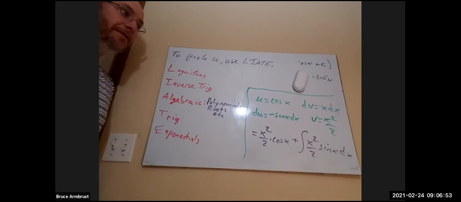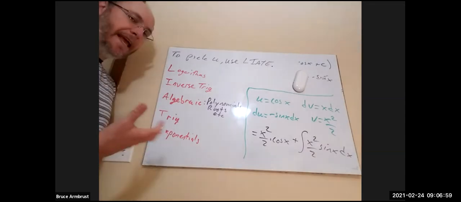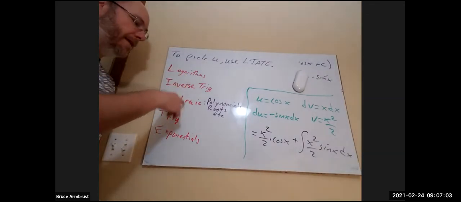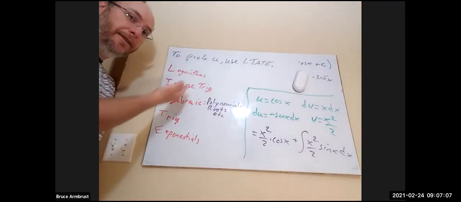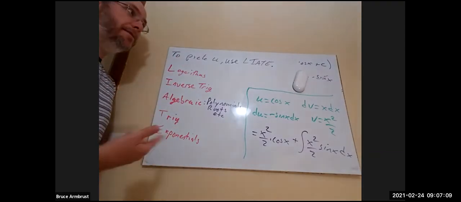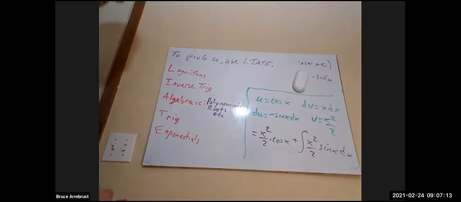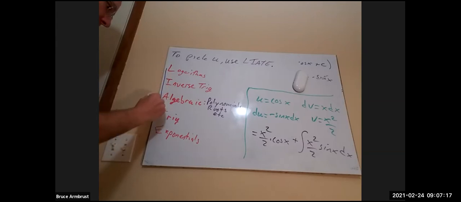So basically, if you are given an integral, look at the parts. Look at what the natural parts are to break it apart, and rank them on this list. And whichever one shows up higher on the list, pick that to be u. Okay, so it's literally go down this order.